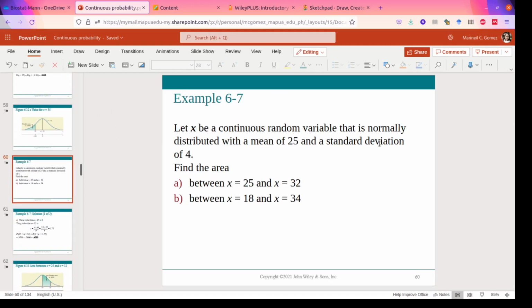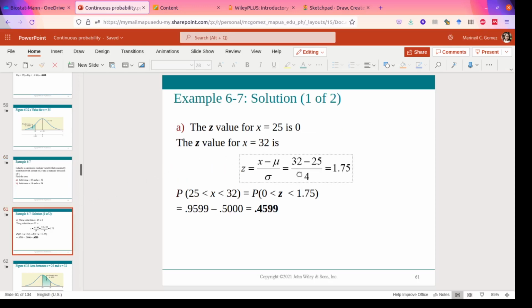Okay, let's have another example. Let x be a continuous random variable that's normally distributed with a mean of 25 and a standard deviation of 4. What's the area between 25 and 32? In other words, what is the probability of getting a value between 25 and 32? Again, we need to convert these values of x to z. Apply the formula and get the z. Now your z becomes 0 and 1.75. The z value for 25 is 0, and the z value for 32 is 1.75. So it's between 0 and 1.75.